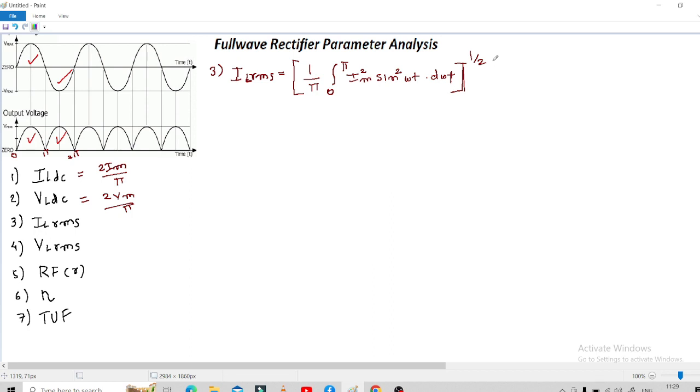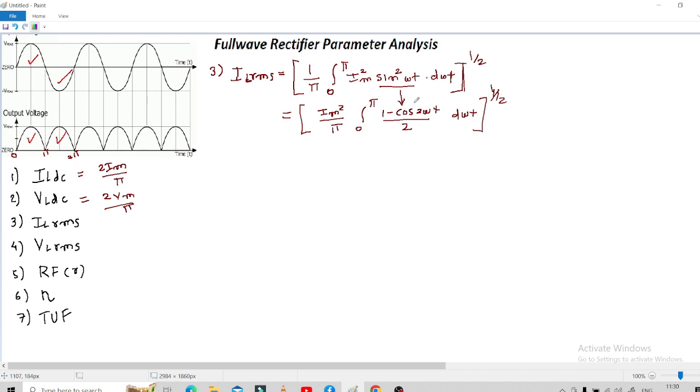Now solving for this, I can take Im outside, that is Im square by pi, integral from 0 to pi, and I can write sine square omega t as (1 minus cos of 2 omega t) divided by 2 into d of omega t, bracket raised to half. I've just replaced this over here, because sine square omega t is equal to 1 minus cos of 2 omega t divided by 2.